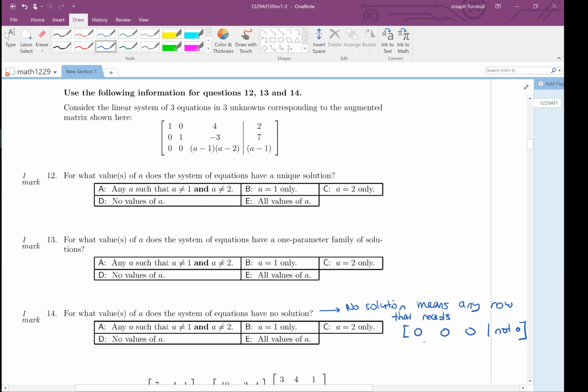So I want to find a value of a that makes that last row read 0, 0, 0, and then not 0. If I let a equal 2, I'll have 0, 0, and then 1 times 0, which is 0, and the last part, the augmented piece, a minus 1, if I replace a with 2, I'll get a 1 there. So it'll read 0, 0, 0, not 0, if a is equal to 2. So a equals 2 does this. And that's the only value that will do that.